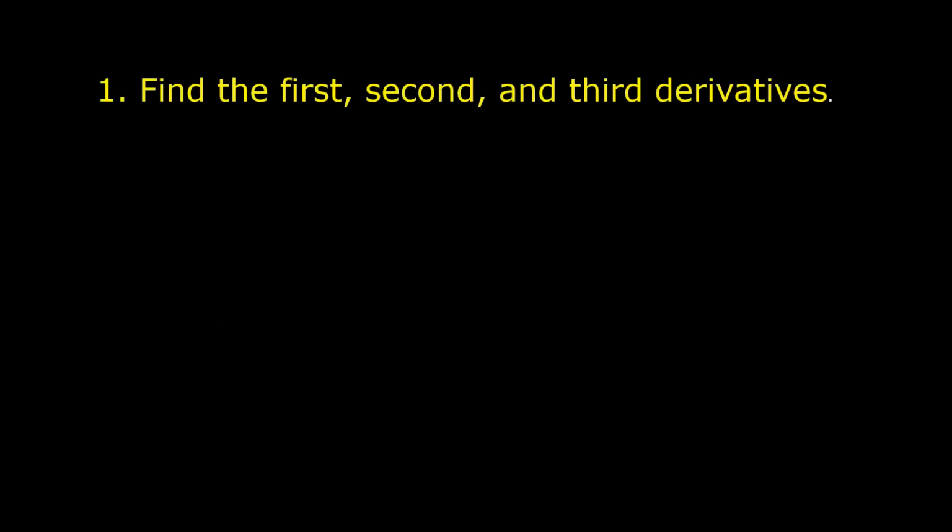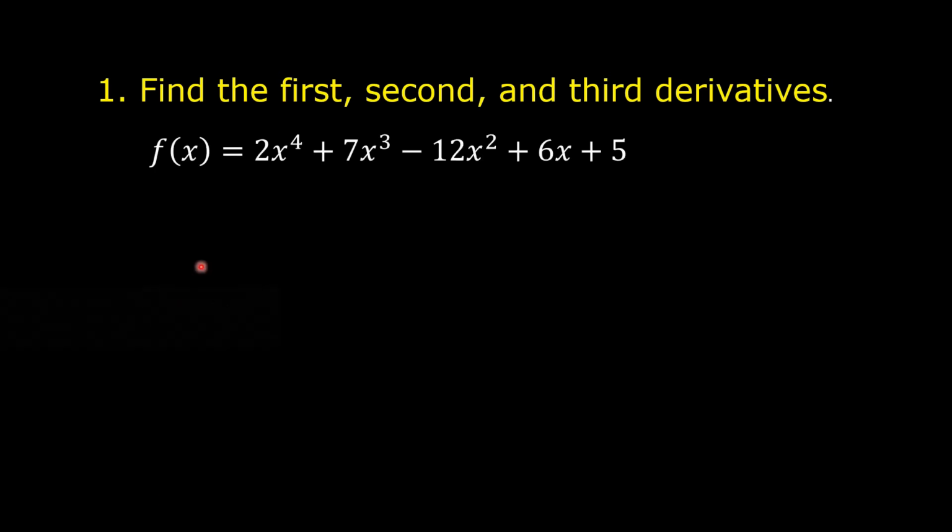Example number 1. Find the first, second, and third derivatives of f of x is equal to 2x raised to the exponent of 4 plus 7x cubed minus 12x squared plus 6x plus 5. Letter A, for the first derivative.